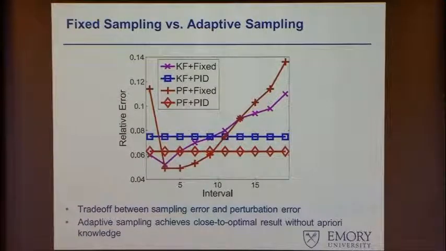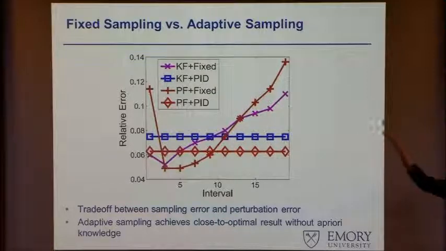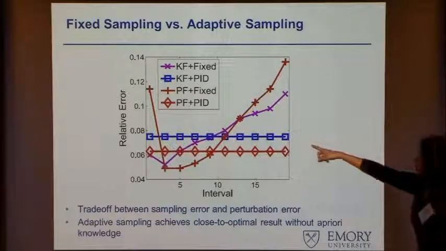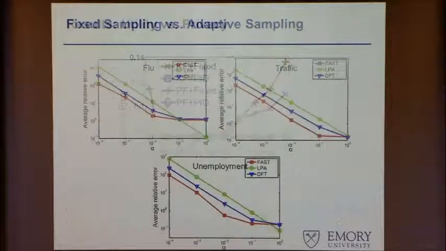This compares the fixed sampling and adaptive sampling. The two lines that have a dip basically show that with different sampling intervals, we were able to achieve different results, which is very intuitive because of the trade-off between the perturbation error and sampling error. But our adaptive sampling works independently from the sampling interval, and it's actually able to achieve almost optimal results that can be achieved by the fixed sampling.